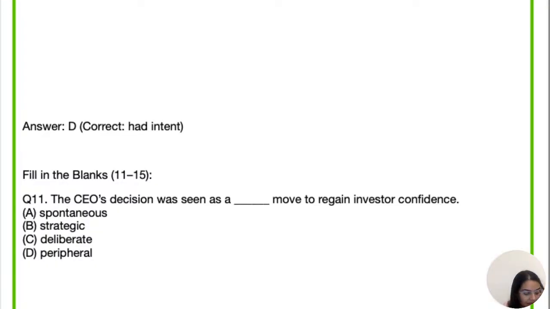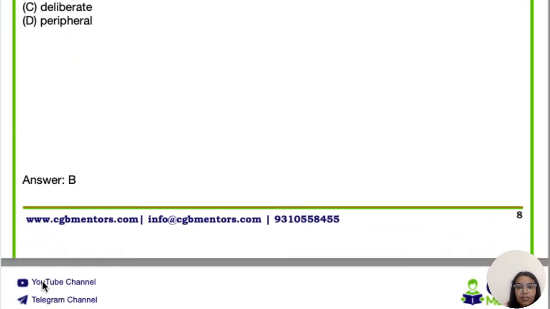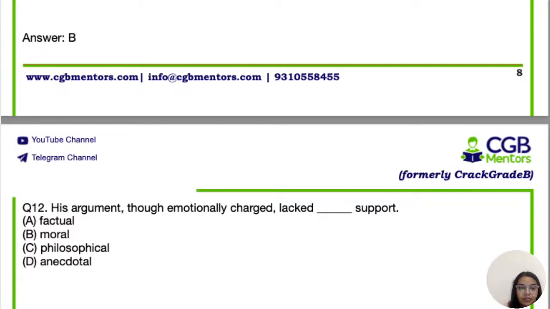11th one. So the CEO's decision was seen as a dash move to regain the confidence. Since we want to regain, it is a strategic move, not spontaneous, not taken on the spot. The decision is deliberate. Deliberate decision तो decision होता है. Peripheral is outer वाला. So answer is B. Tell me this one.